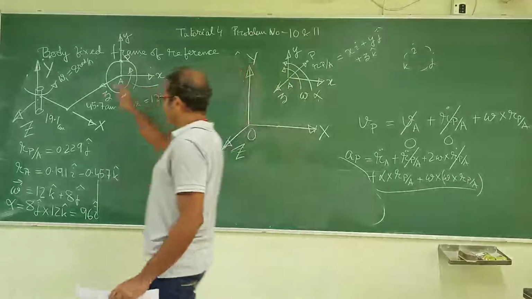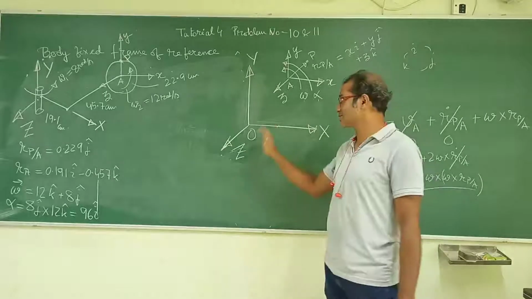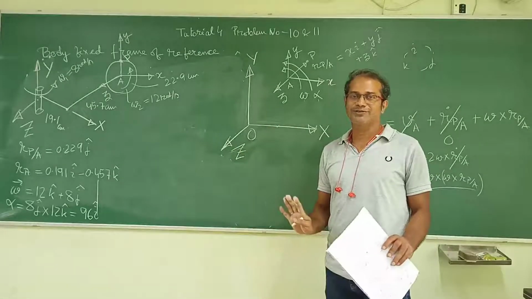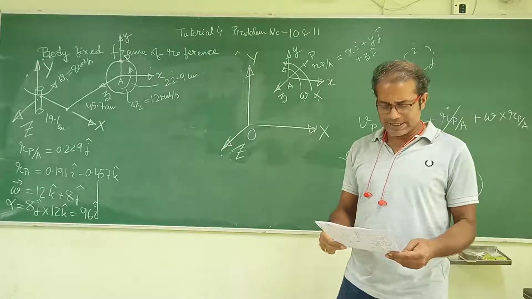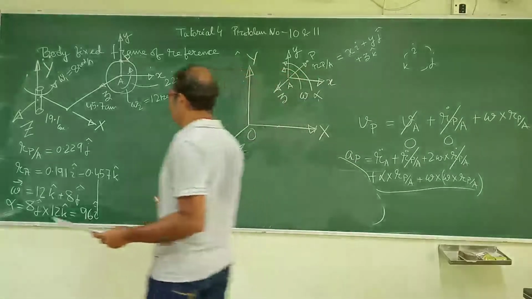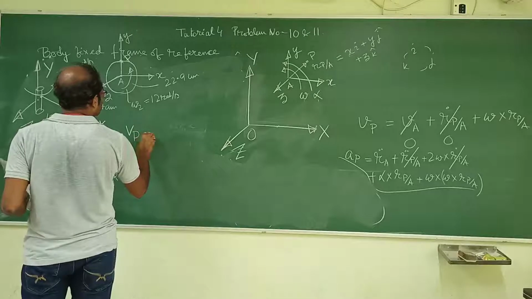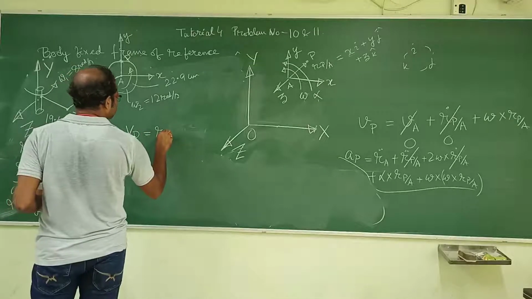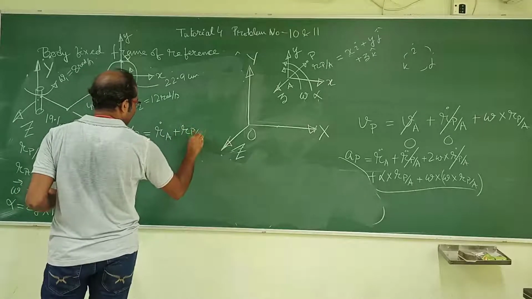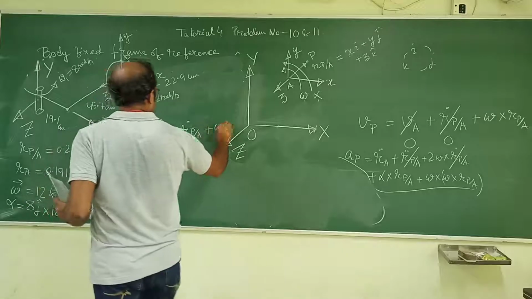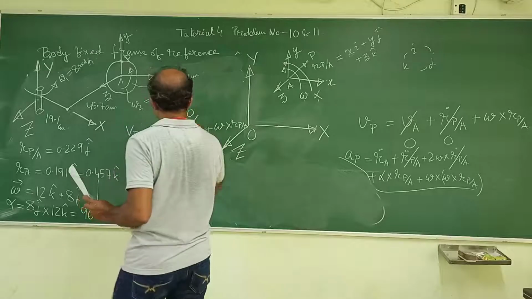So now look, I got everything, and I'll refer this way to get the velocity and acceleration. It is asking to determine the instantaneous velocity and acceleration of point P. So the velocity of point P is going to be R_A dot plus R_P/A dot plus omega cross R_P/A. You understand that this is going to be 0.